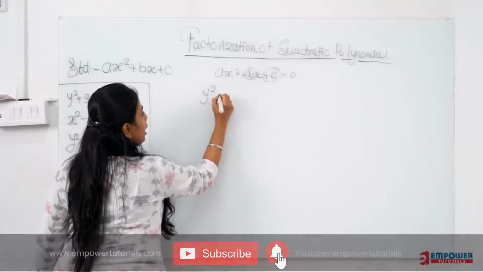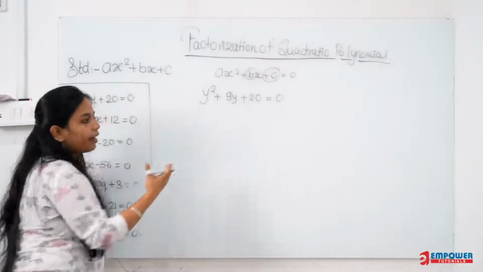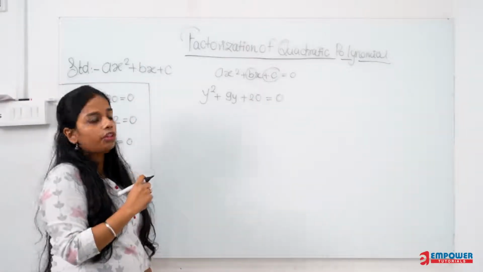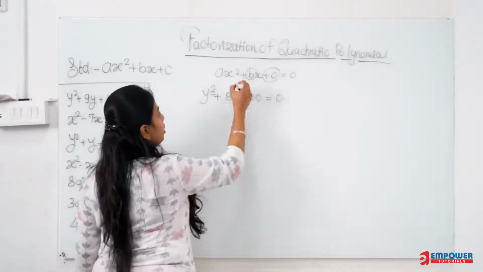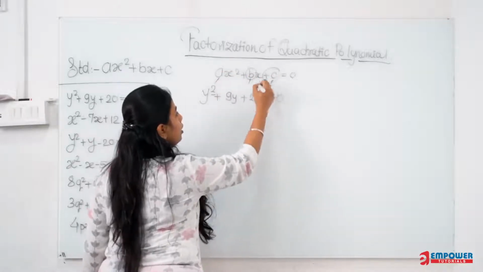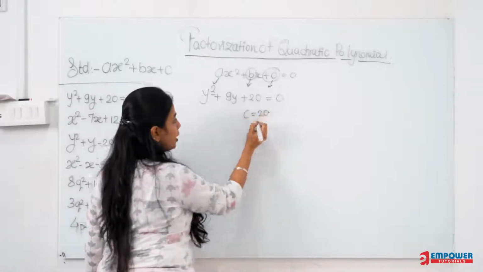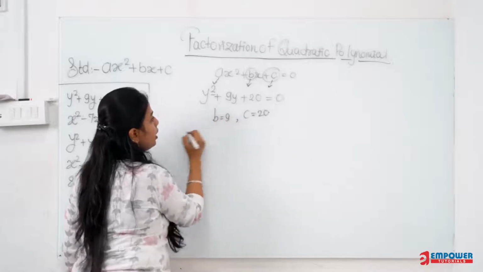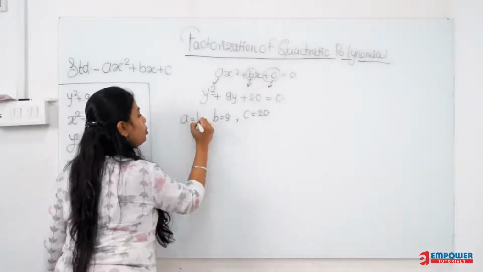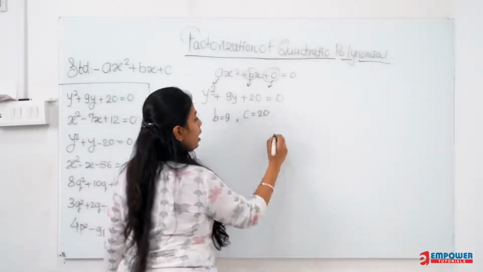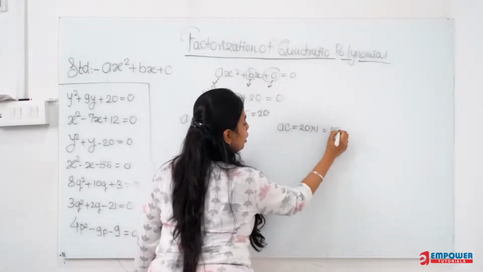We will take some example for this. For example, you have y square plus 9y plus 20 is equal to 0. I need to factorize this quadratic polynomial. Is it a quadratic polynomial? Yes, because the highest degree of the polynomial is 2 over here. Now, comparing it with the standard form of your quadratic polynomial, you can see c is equal to 20, right? b is equal to 9, right? And a, there is no numerical value written over here, that means it should be equal to 1. Now you need to find out the factors of 20 into 1, that is equal to 20.